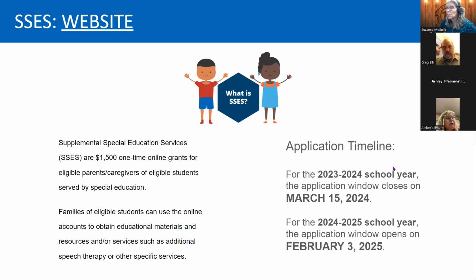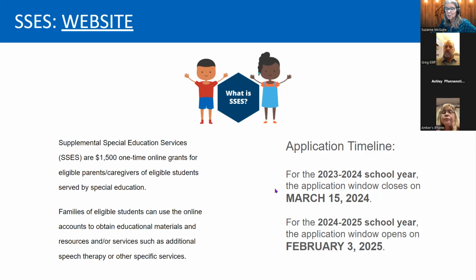So for this year, the application timeline closes March 15th of 2024 for this school year. And then if you don't get in for this school year, next school year they're changing things up a little bit to make it more streamlined. And so it'll open February 3rd, 2025. But again, this is a one-time thing. And so if you've applied for it in the past and you got it, then you can't apply again.